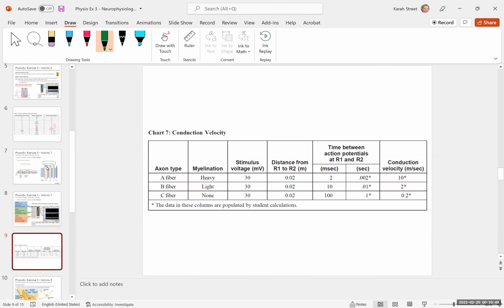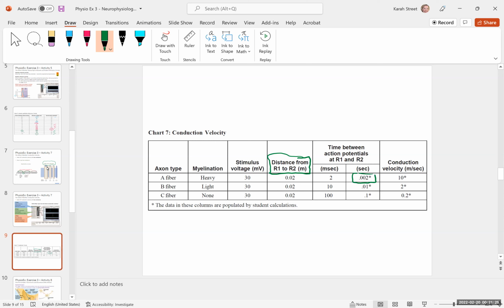When we look at our data, we were looking at our heavy myelination, light myelination, and none, but also remember the diameter changes, and the C fiber was the smallest diameter. You were asked to do some math calculations in order to calculate velocity. Velocity is change in distance over time, which is why you divided the distance between recording electrode 1 and 2 by the time once you converted it to seconds.